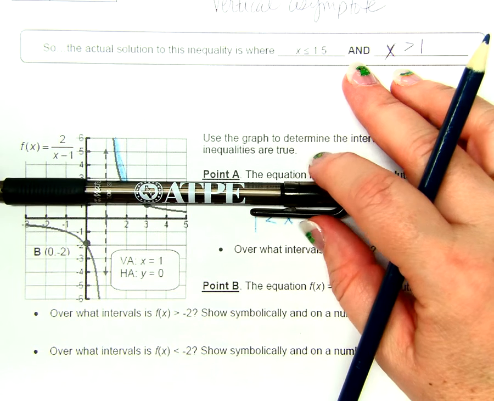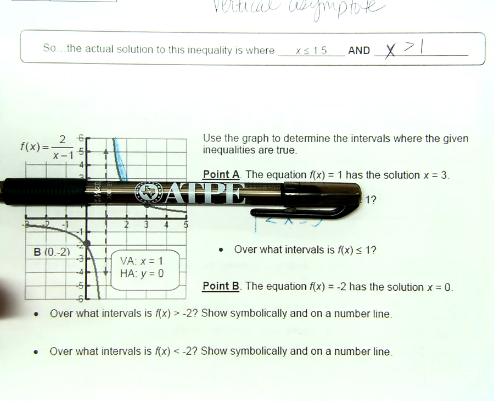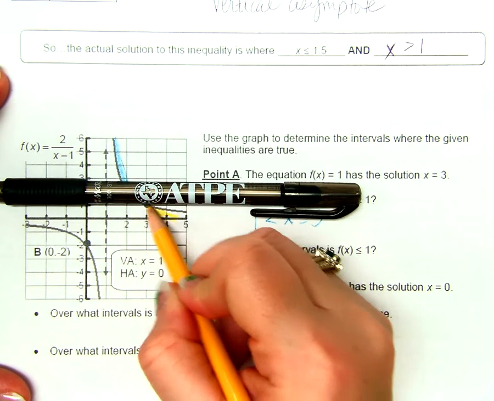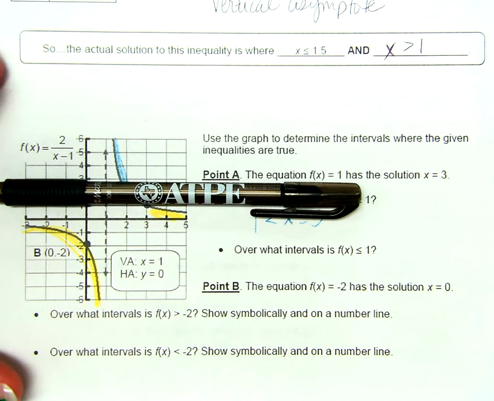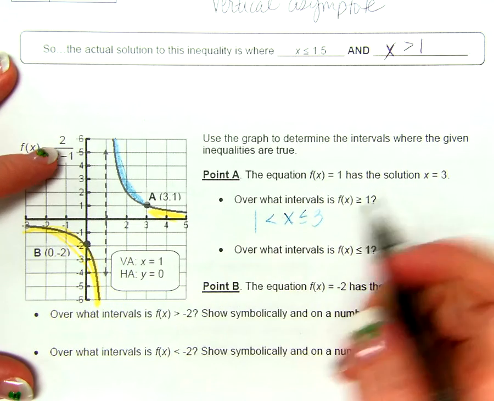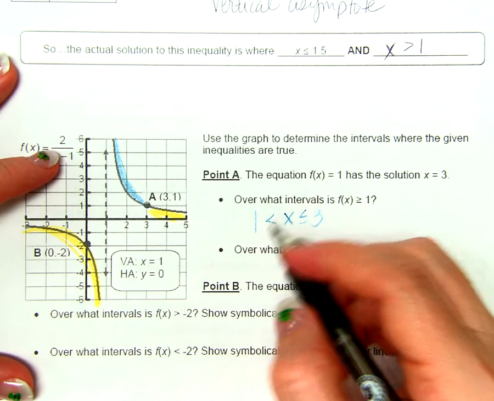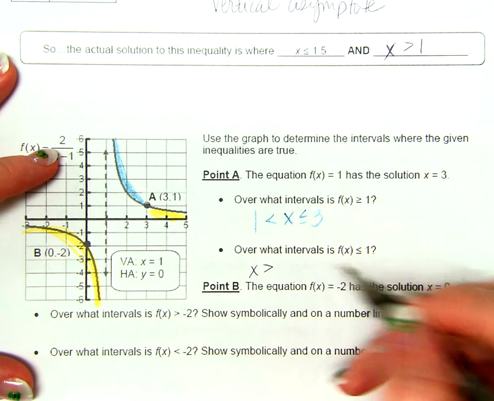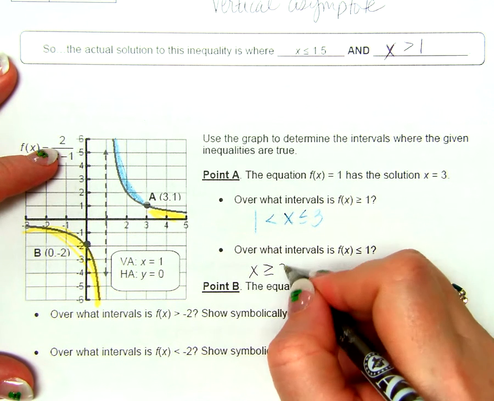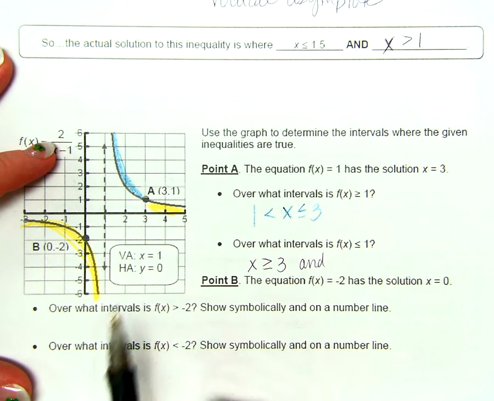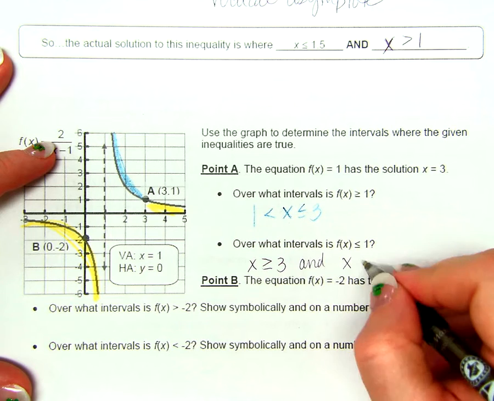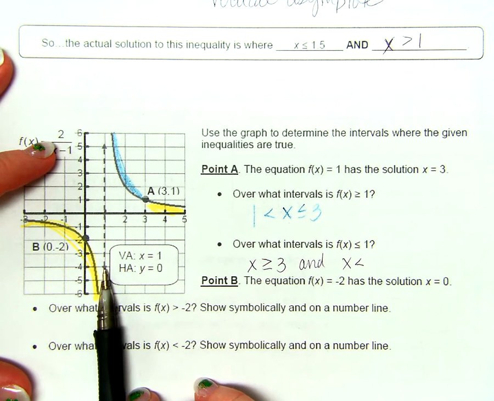Okay, so over what intervals are the y values less than or equal to 1? So there's my line again. Where is it less than or equal to 1? Do you see that it's right here and all this part over here? So how would we write that? Which x values? X is greater than 3? Greater than or equal to 3, because the point lies on that line, right? And less than what? Where's the asymptote? 1.